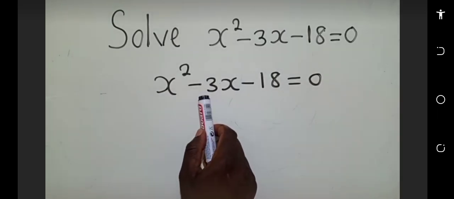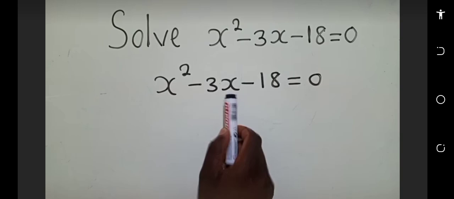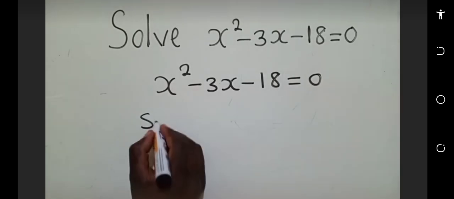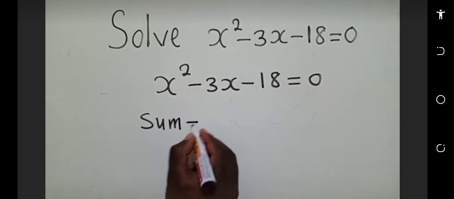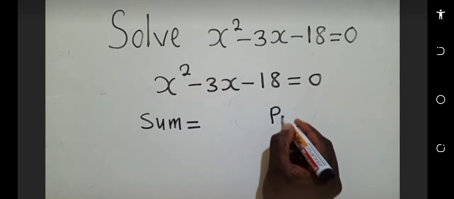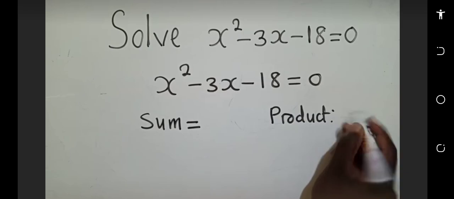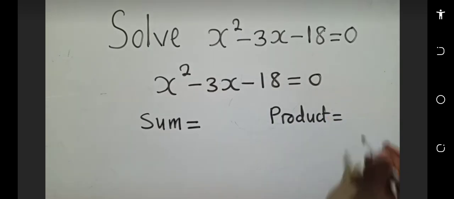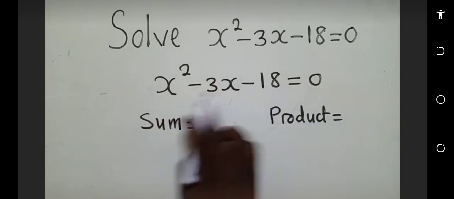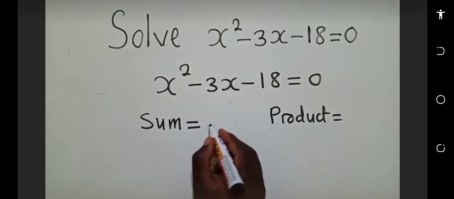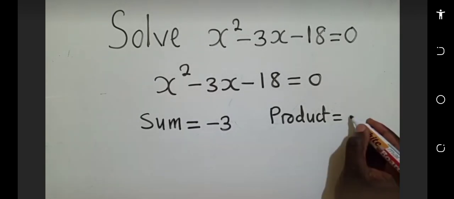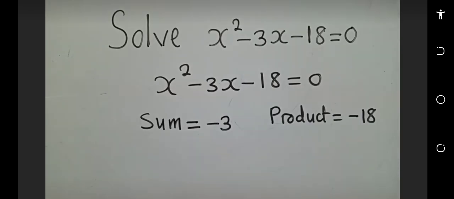The number that is right here where x is called the sum. So we need to identify the sum. We also need to identify the product. And these two numbers will help us find what we call factors. Now when you look nicely, which one is our sum? It's negative 3, and negative 18 is our product.